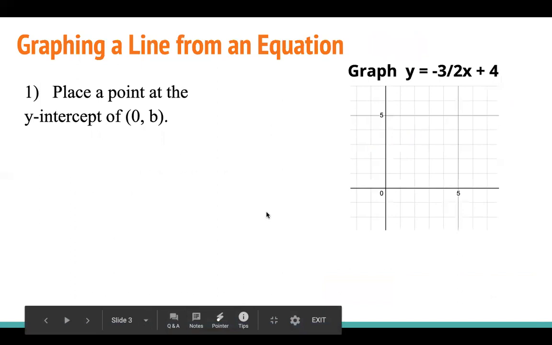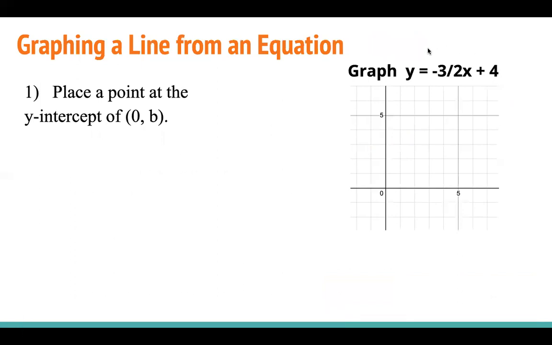All right, to graph an equation, so if I have this equation, y = -3/2 x + 4, first thing I'm going to do is place a point at the y-intercept. Here I look at the 4, the constant that has no variable with it. That's my y-intercept. So I put my point there at (0, 4), right on the y-axis.